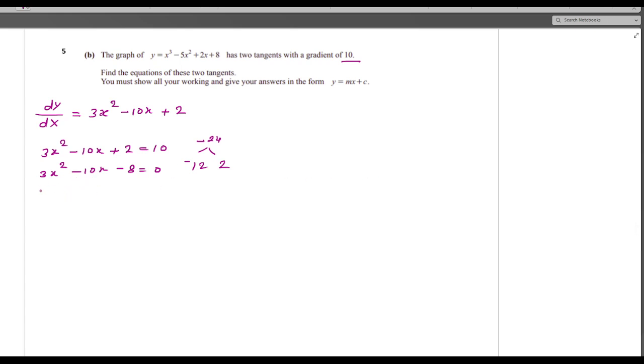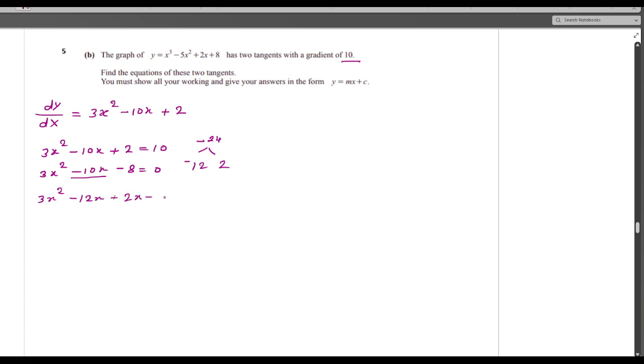Right. So here this minus 10x, I will rewrite as minus 12x plus 2x minus 8 is equal to 0. Now from these two, I will take 3x common, so it is x minus 4. And from these two, I will take plus 2 common, so again it is x minus 4. Now this is equal to 0.